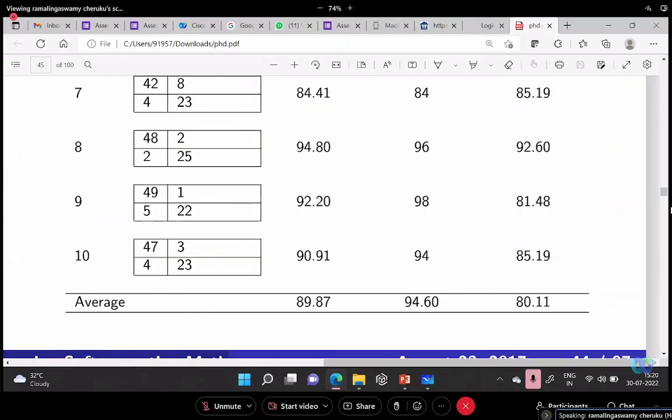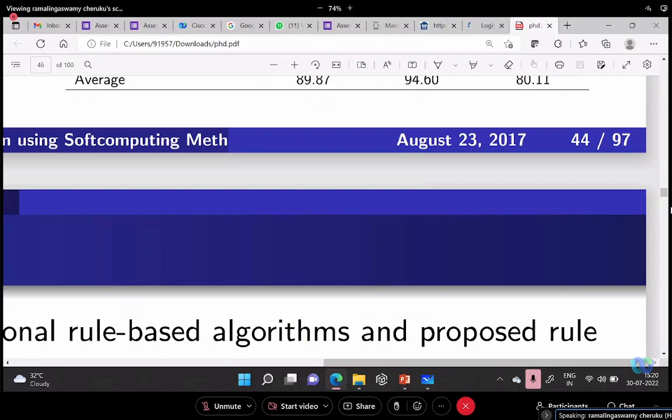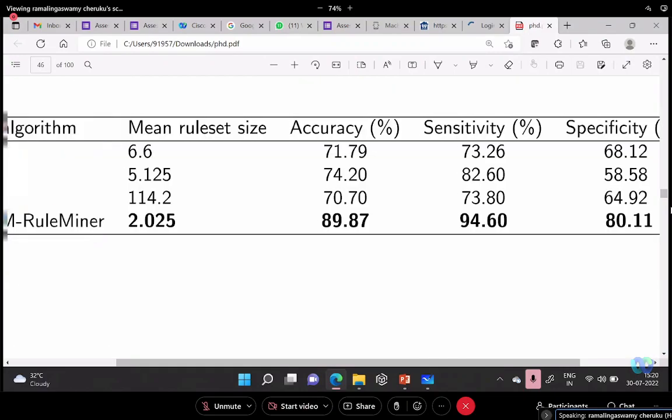When I'm looking at the performance, accuracy also, we got nearly 90% with the help of this spider monkey algorithm. We achieved good accuracy, nearly 90%. Now, I think this is all about the algorithm.